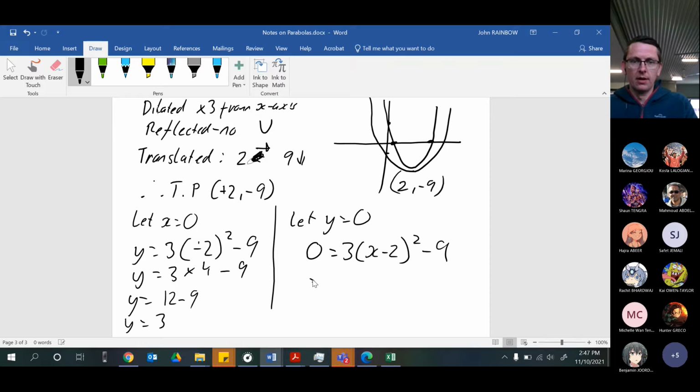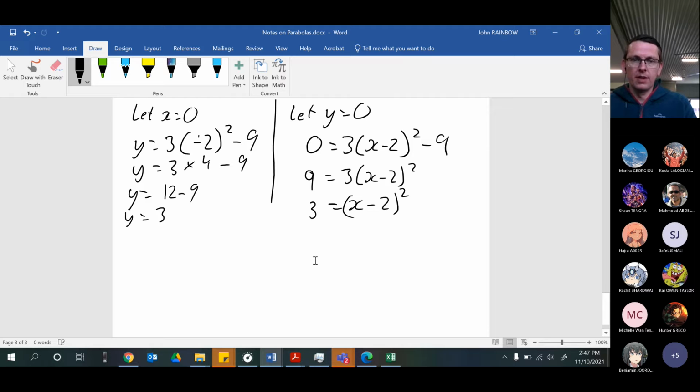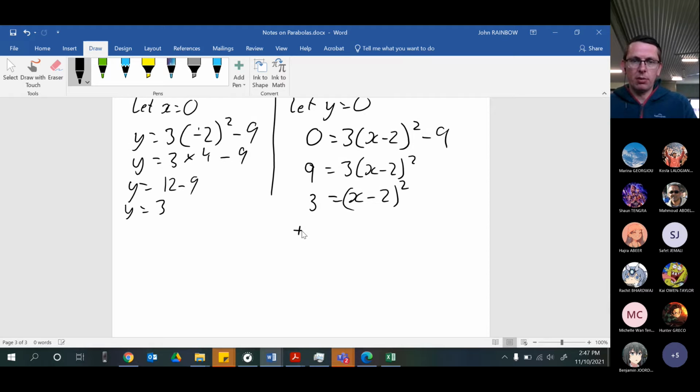That's all right. I've done it again. 9. Oh, these aren't nice ones. That's going to be 9 equals 3 bracket x minus 2 all squared. And then divide by 3. That's going to give you 3 equals x minus 2 all squared. This is going to turn into, and this is where a lot of people forget, it's actually plus or minus the square root of 3.